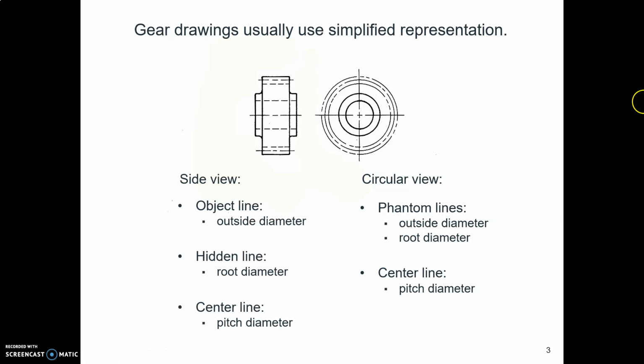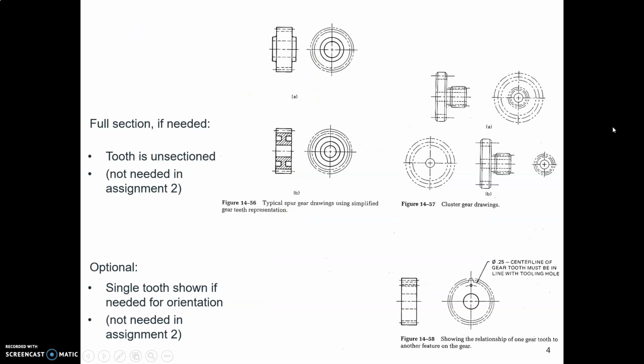So here's all of that summarized. Side view has object line, hidden line, and center line. Circular view has phantom lines and center line. You can draw a section view sometimes. I think these are examples out of our book. We don't need a section view because we don't have anything in our gear that we need to show there.